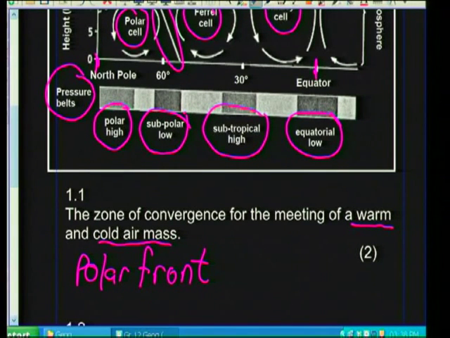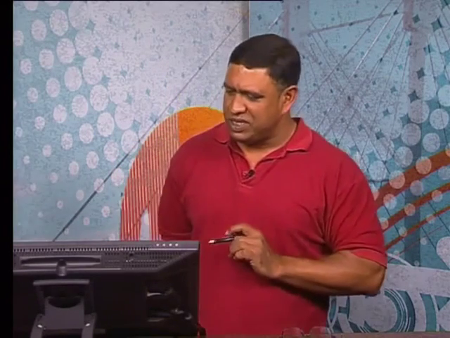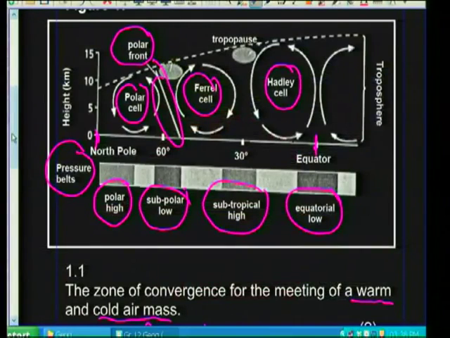Okay? Let's look at the second question. The cell is the weakest of the 3 cells. We noticed last year in the exams that this question gave people difficulty. When they looked at this question, they looked at the size of the cells, the Hadley, the Ferrel, and the polar cell. And what did learners do? Because the polar cell looks the smallest on the diagram, they decided that that was actually the weakest cell.